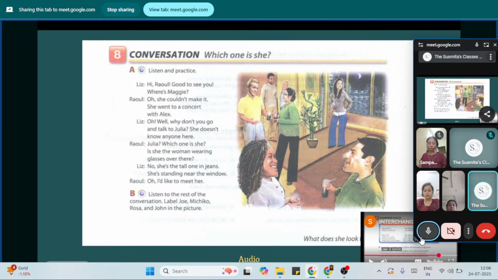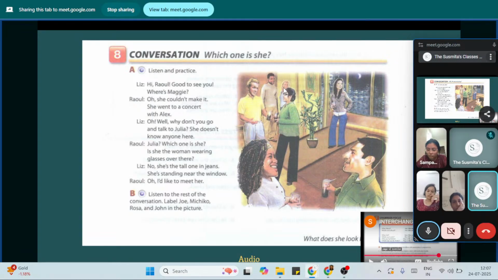Tell me the answers. The left one is Joe. Then we have Michiko. Then we have John and Rosa behind. Okay, this one is Joe. Joe, yeah. This one is Michiko. This one is Julia.